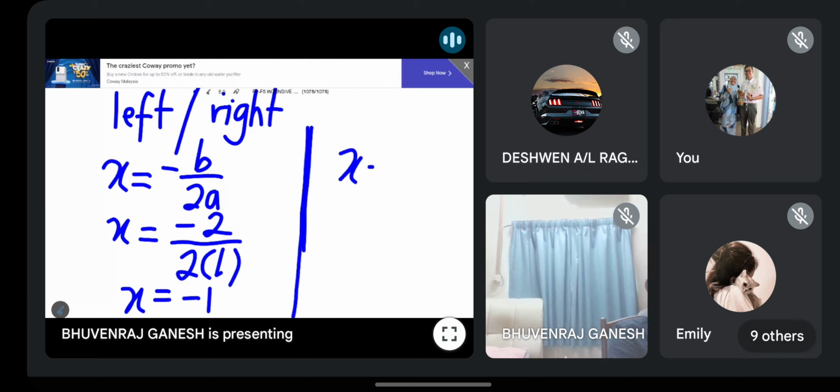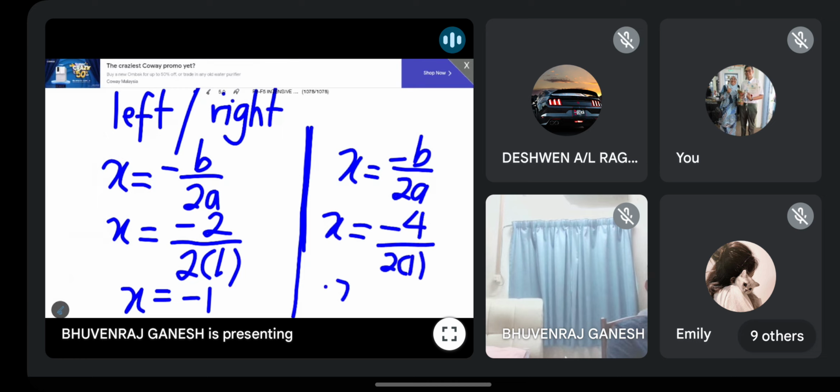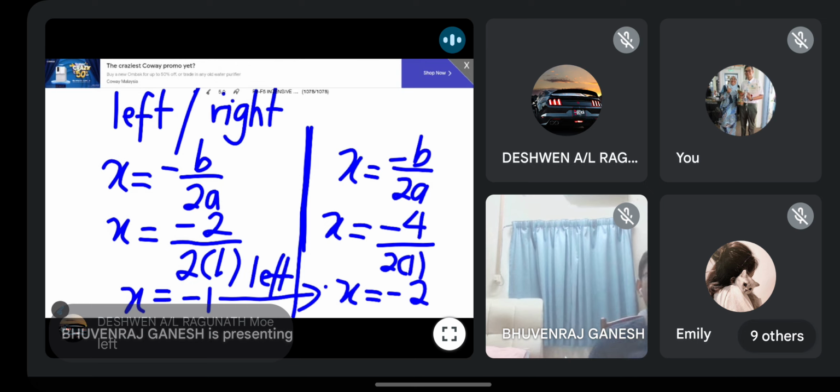Okay, so now we count for the second case, negative B divide 2A. Now I say the B value become 4, correct? And A is 1. So you will get X equal to negative 2. So negative 1 shift to negative 2 means shift to left, correct? Okay guys, can you understand now? You must work out like this. Then only you know whether you go left or right. So you can see from negative 1, I change to negative 2. So mean that it shift to left.